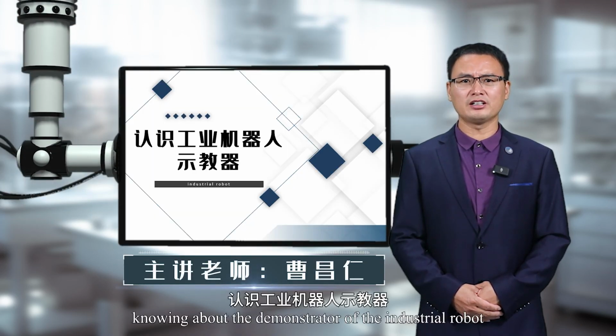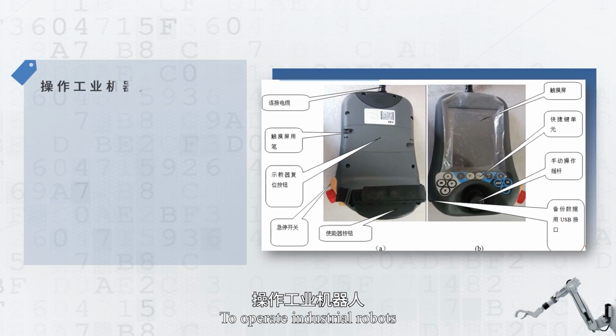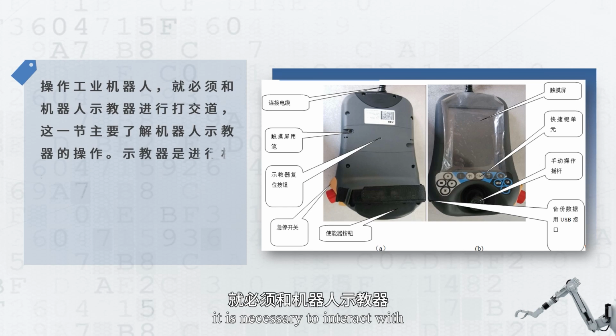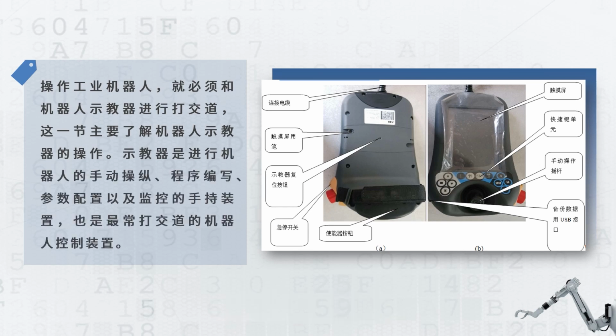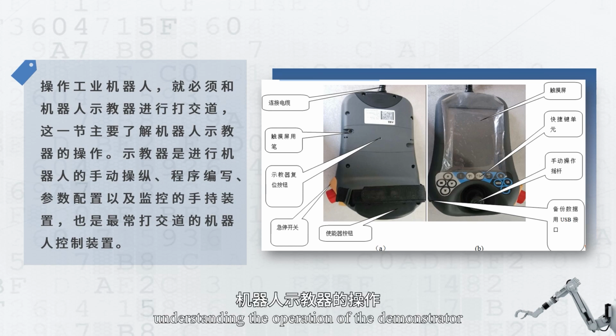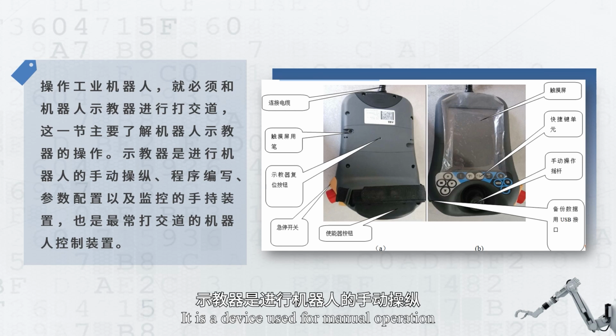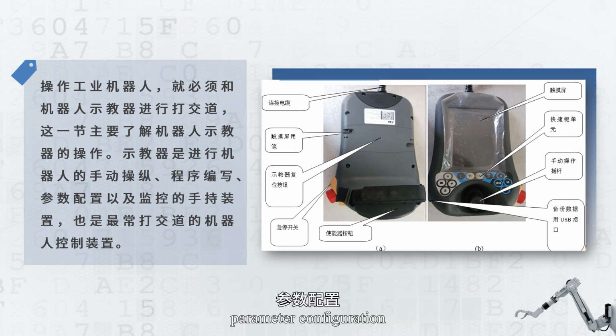Today's class is knowing about the demonstrator of the industrial robot. To operate industrial robots, it is necessary to interact with robot demonstrators. This class mainly focuses on understanding the operation of the demonstrator. It is a device used for manual operation, programming, parameter configuration, and monitoring of robots. And it is also the most predominant control device of the robot.